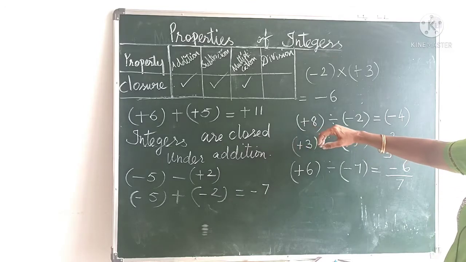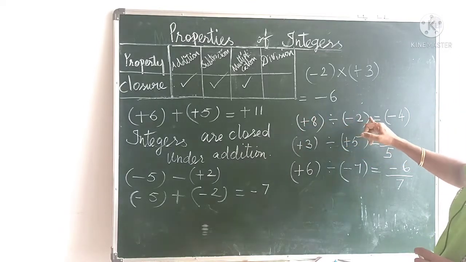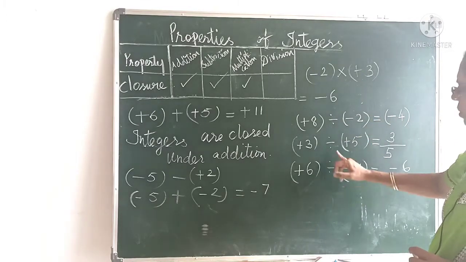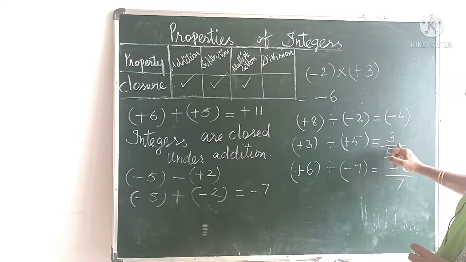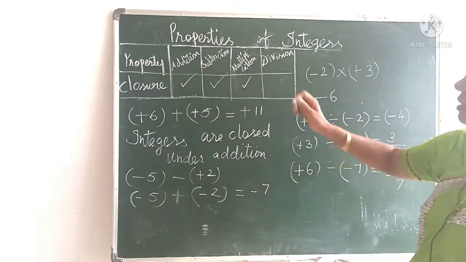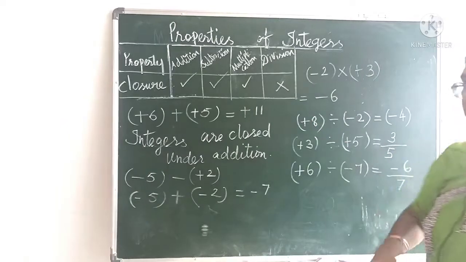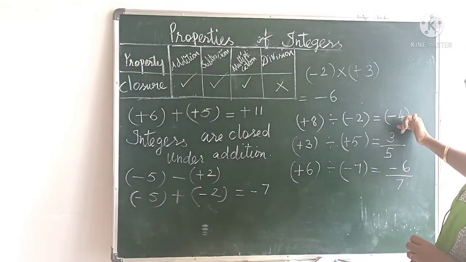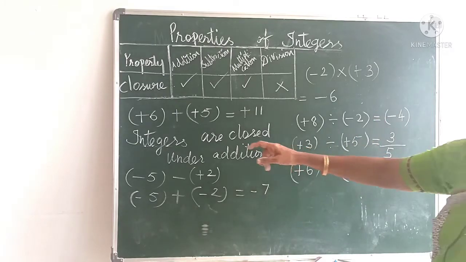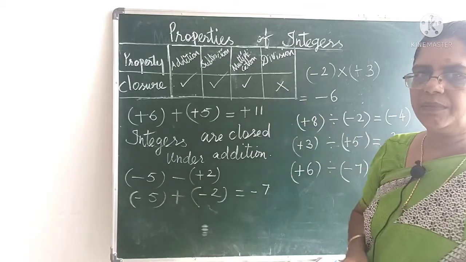Children, in the first sum, when we divide two integers, the answer is also an integer. But in the next two sums, the answer is not an integer. Therefore, we say integers are not closed under division, because sometimes the answer is an integer, sometimes the answer is not an integer.